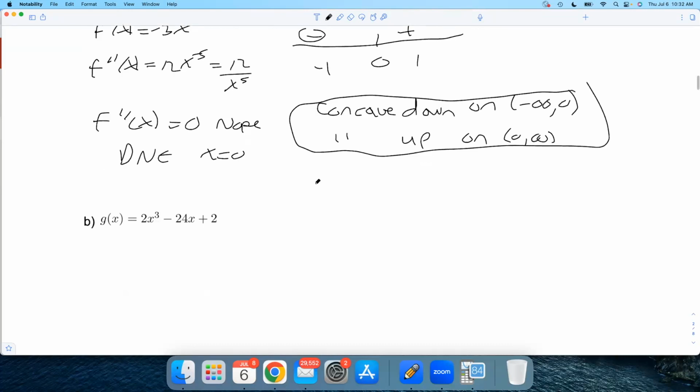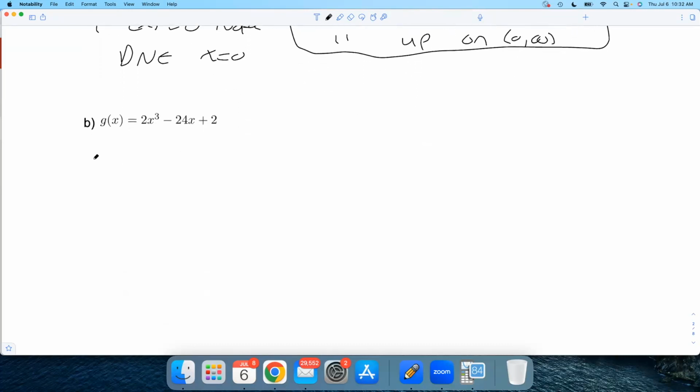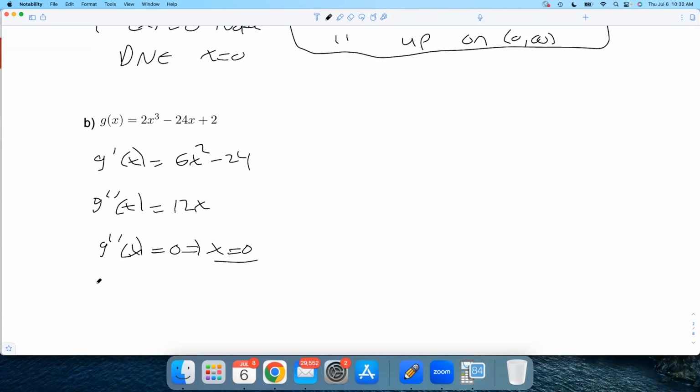Okay, this guy looks like he'll be more interesting. So let's take his first derivative. What do we get? 6x squared minus 24. Let's take his second derivative. We get 12x. Okay, where are our possible points of inflection? Where g double prime equals 0. You can see pretty quickly that's when x equals 0. Does not exist, that guy always exists, so we don't have to worry about that.